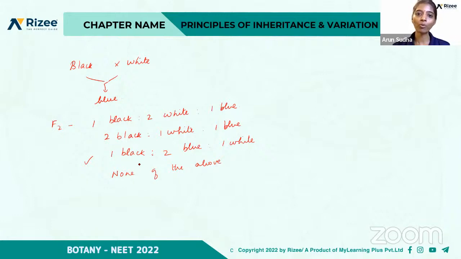So practice more problems related to this genetics calculation. Mostly those types of concepts you have to be clear with in this chapter, that is principles of inheritance and variations. The only topic that is left out is Mendelian disorders and chromosomal disorders, which we'll see on Monday. Okay, so with that we'll be completing this chapter. So focus more on the problem related questions, and about the ratios you should be clear.